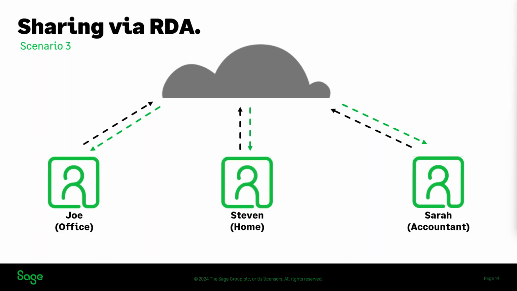Now, here's scenario 3. So you might have a scenario where you've got Joe in the office, you've got Stephen at home, and then again we've got Sarah, the accountant, in her own office. So each person in this scenario is classed as a remote site. Now, if you're on version 27, it's slightly different. It's still, you've got a main site and a remote site.